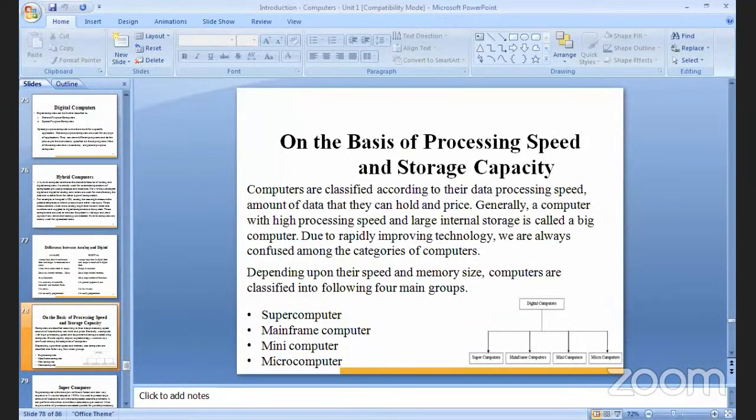Next, the processing speed and the storage capacity. We know that computers are different, and we can classify them again depending on their capacity and memory into four types: supercomputers, mainframe computers, minicomputers, and microcomputers. Computers are classified according to their data processing, depending on their speed and the amount of data they can hold.